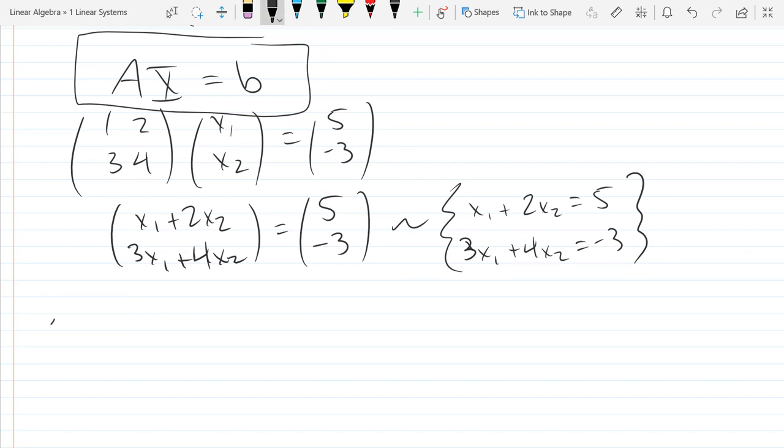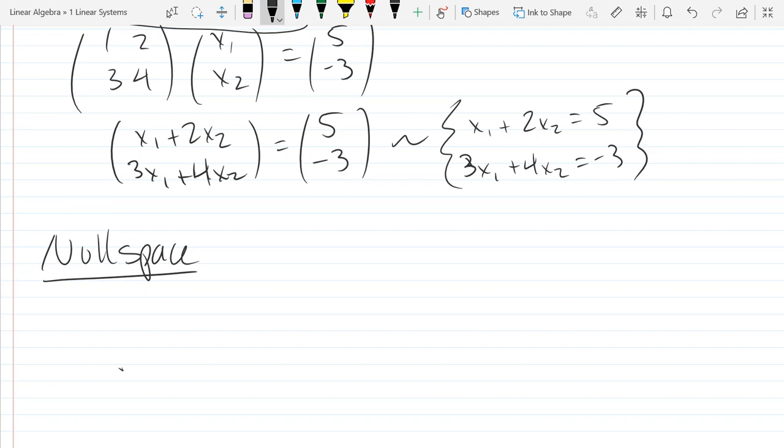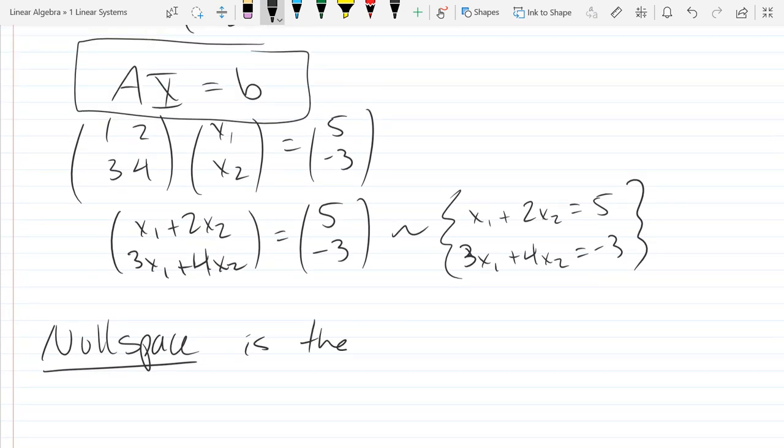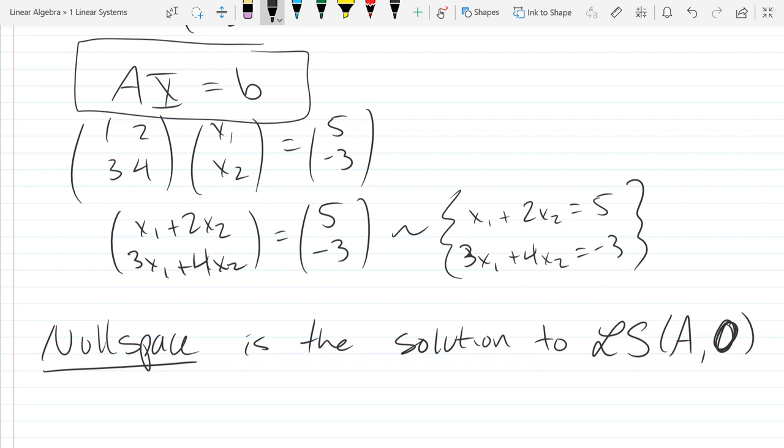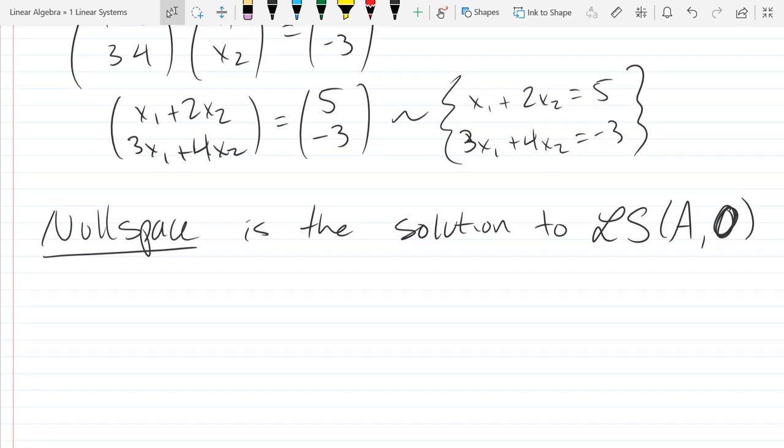So, ready to talk about null space? Can you read that math? LS A, 0. What does that mean? First of all, what does LS stand for? Linear system. So matrix A, what does that 0 mean? Not a zero vector. It's based on a homogeneous system, it's equal to 0. So that's the definition right there.